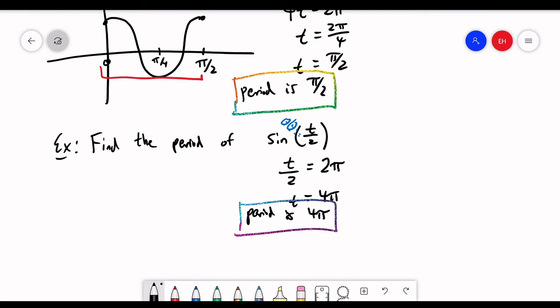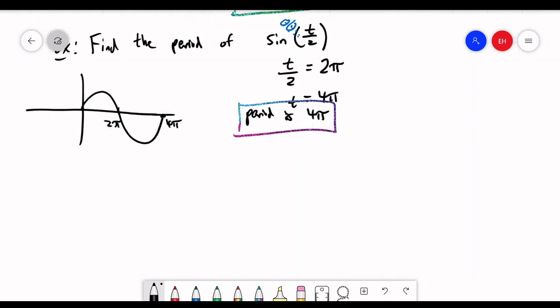Okay, and I'll just sketch one cycle of that. If the period is 4 pi, then it's going to repeat from 0 until 4 pi with 2 pi in the middle of the wave there. This is otherwise known as a horizontal stretch because it stretched the period from 2 pi to 4 pi. So that's also something to keep in mind.